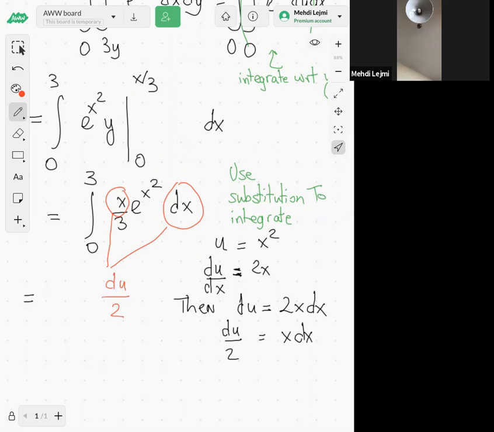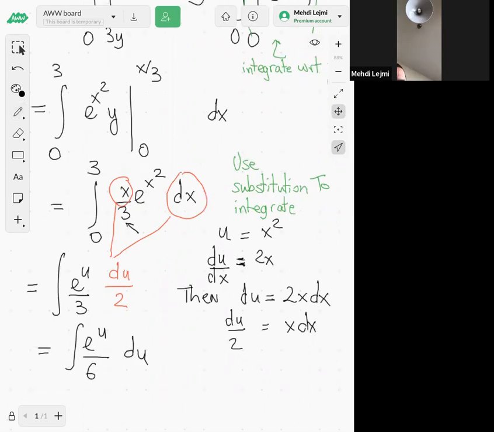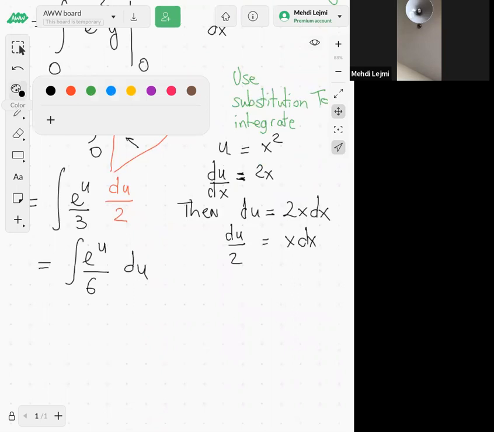e to the x squared, of course, x squared is u, so that's e to the u. All right. And there's a 3 here, this constant, don't forget this constant. So here it's over 3, right? So that will be the integral of e to the u over 6 du, right? And over 6 is just a constant, so we don't worry about the constant.